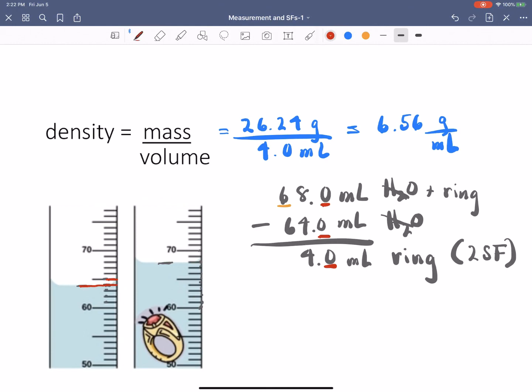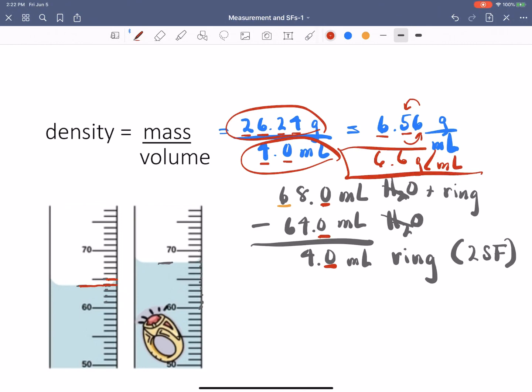Now, when we're multiplying and dividing, we have to consider sig figs this way. The mass has 4 sig figs. The volume has 2 sig figs. When multiplying and dividing, the answer should have the fewer number of sig figs. So 4 sig figs divided by 2 sig figs. Our answer has 2 sig figs. I'm going to round to the tenths place. And my answer is 6.6 grams per milliliter. That is the density of the ring.